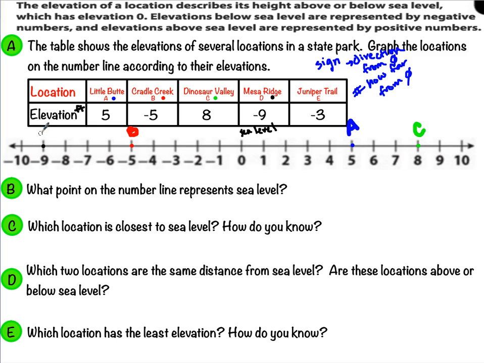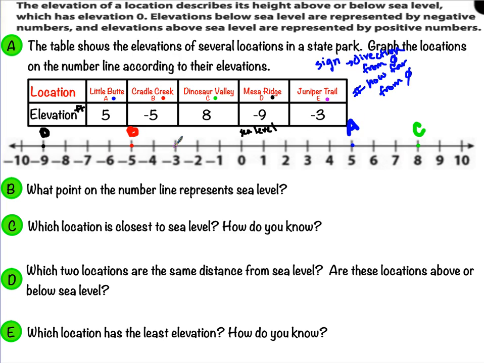Okay, so then now I mark a D for Mesa Ridge. And then now you guys actually have your pencil. I don't have a pencil, so I'm just going to use purple. If you want to use purple because you have another color, that's fine, or any other color to represent Juniper Trail and E, that'll work. Why don't you try this one on your own and come back and check your spot.